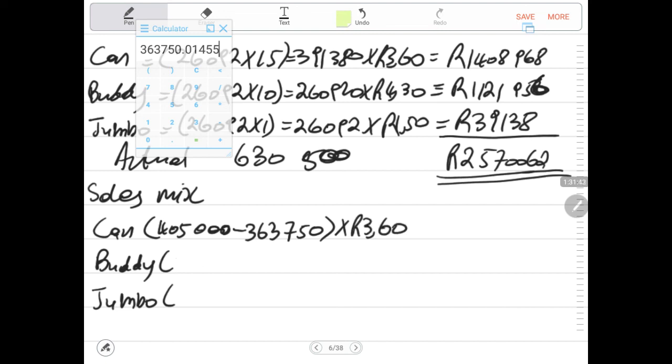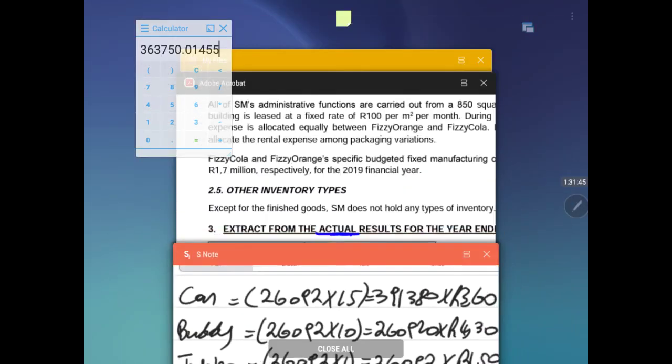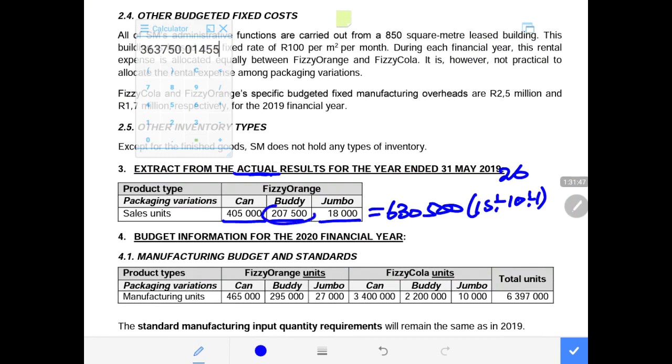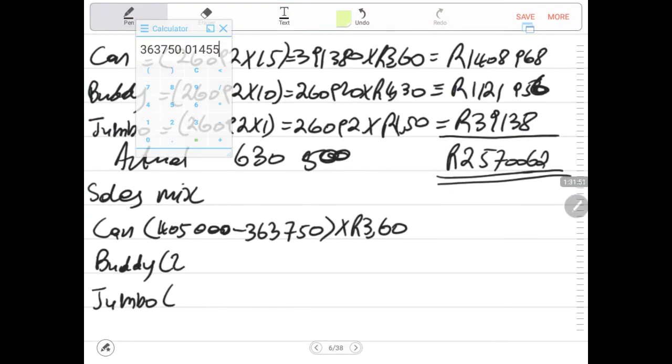Then our actual here was how much? Our actual was 207,500. 207,500 minus standard, which is 10/26 times 630,500. That will be 242,500 times the standard contribution of 430 cents.